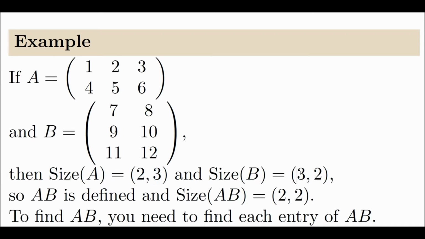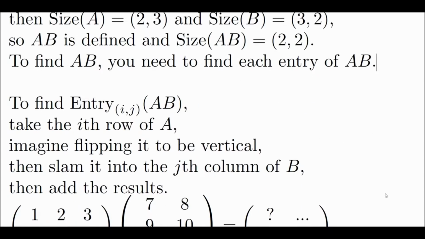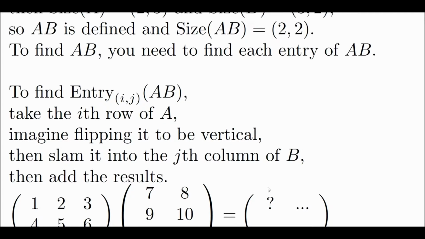These numbers here match up, so these inside numbers match up, and that means you can actually multiply A and B. And the size of this new matrix, A times B, will be what you get from these outside numbers. So it'll be a 2 by 2 matrix. So to actually find this matrix A times B, we'll have to find each entry of that matrix. So in general, if you want to find entry ij of this matrix A times B, you'll take the ith row of A, you'll flip it to be vertical, and you'll slam that into the jth column of B. Then you'll add the results.